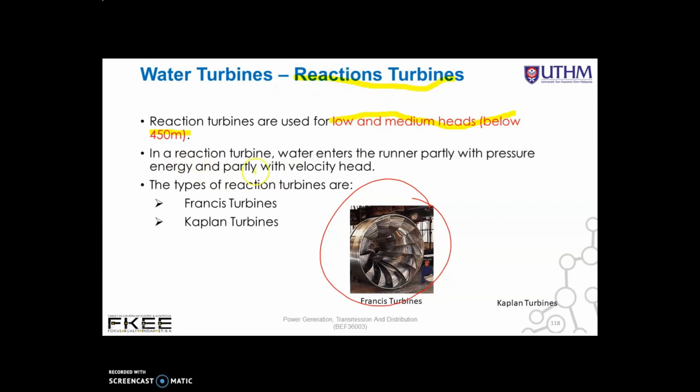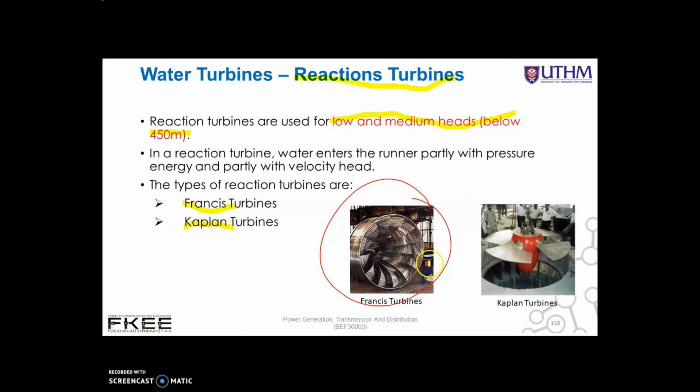In a reaction turbine, water enters the runner partly with pressure energy and partly with velocity head. The types of reaction turbines are Francis turbines and also Kaplan turbines. This is the Francis turbine and this is the Kaplan turbine.